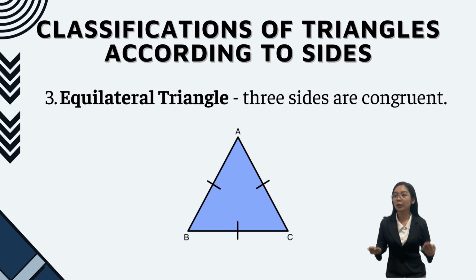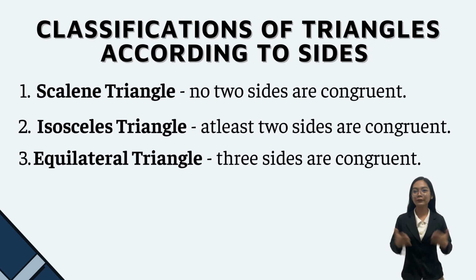Now, the third type, class, is the equilateral triangle. Three sides are congruent. Look at the triangle on the screen. All three sides have marks, so they are all equal. Equilateral triangles, class, are special because every single side is the same length. For review, class, a scalene triangle has no equal sides, an isosceles triangle has at least 2 equal sides, and an equilateral triangle has 3 equal sides.